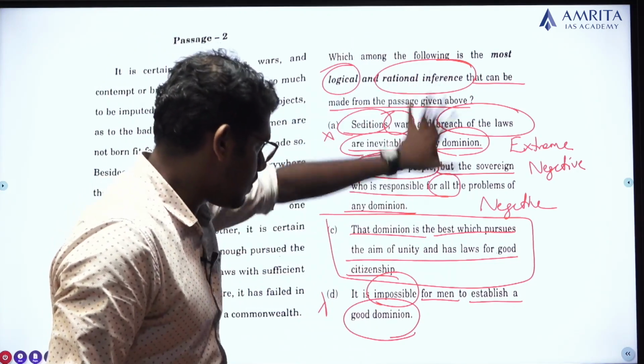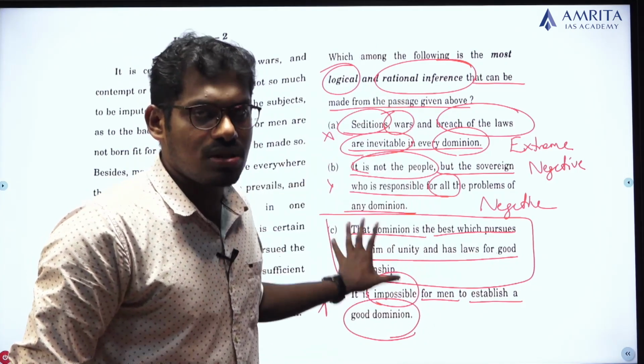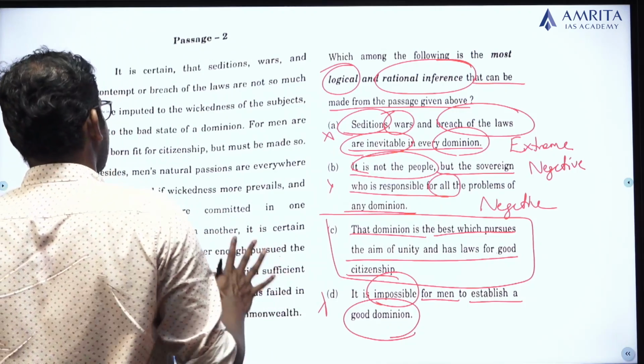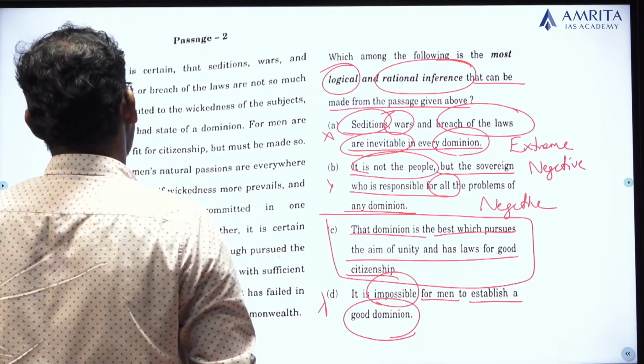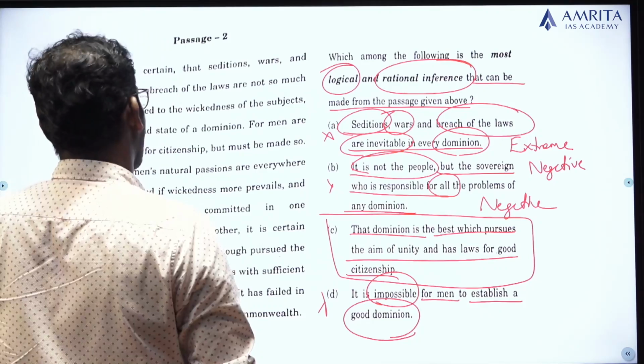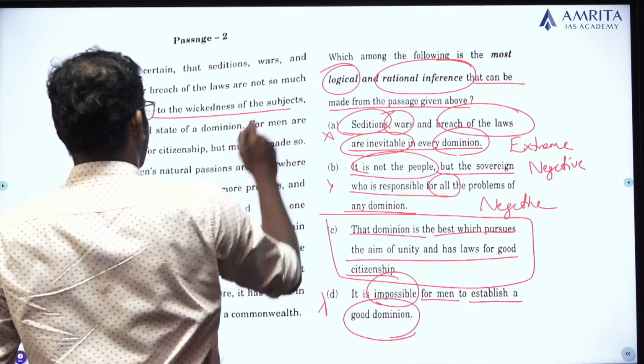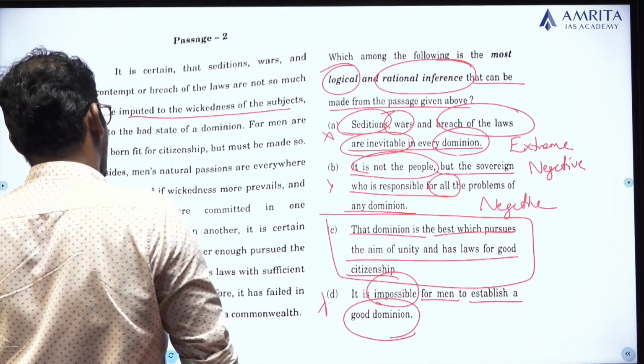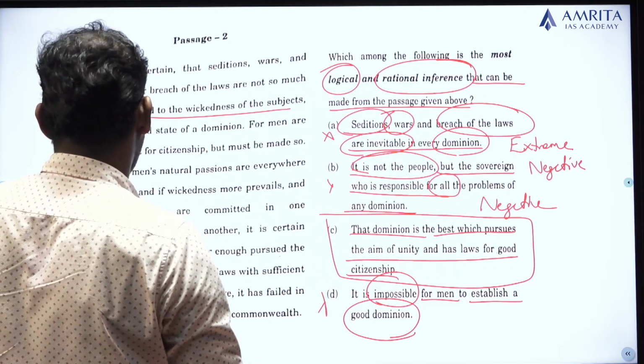To substantiate my idea of the way of solving this question. Okay, let me read the passage. It is certain that seditions, wars and contempt or breach of the laws are not so much to be imputed to the weakness of the subjects as to the bad state of dominion. For men are not born fit for citizenship but must be made so.